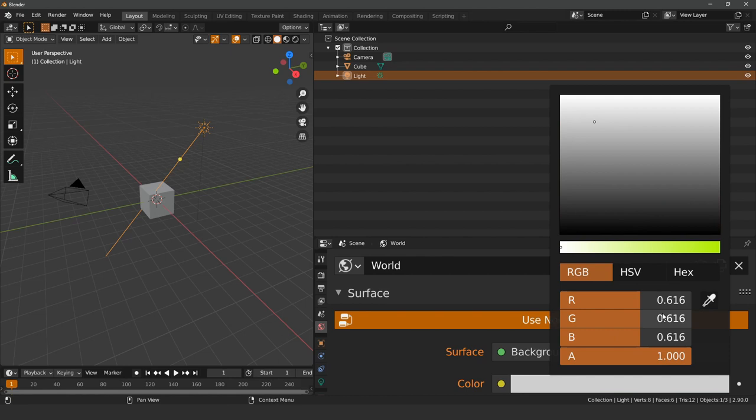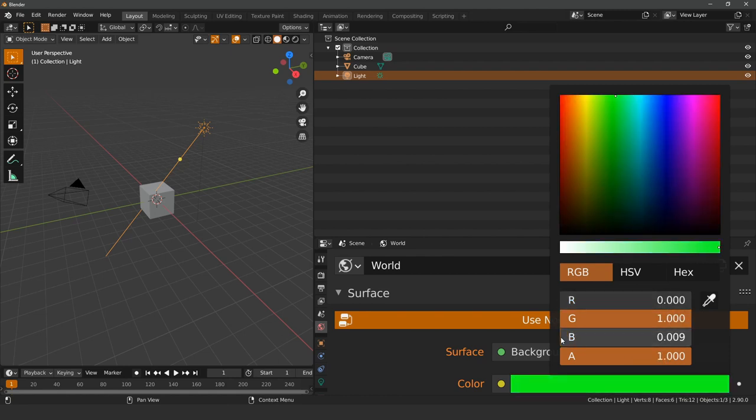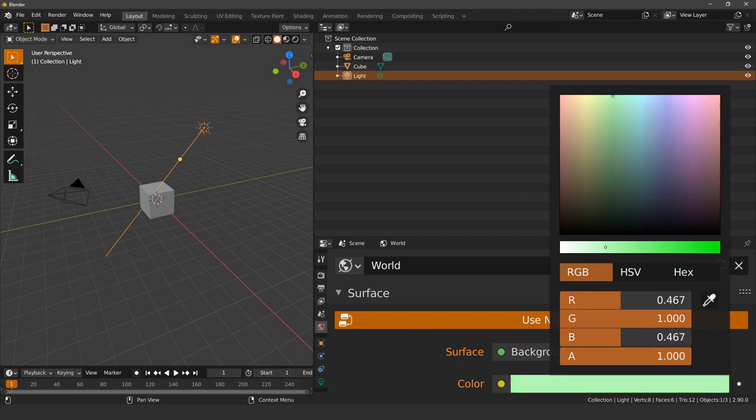So let me step back a few steps here. It is actually like this. If it's 1.0, when you lower the saturation, you are increasing the other two values until they hit the value that it has, and they reach there at the same time. When they reach it, there is no more saturation.